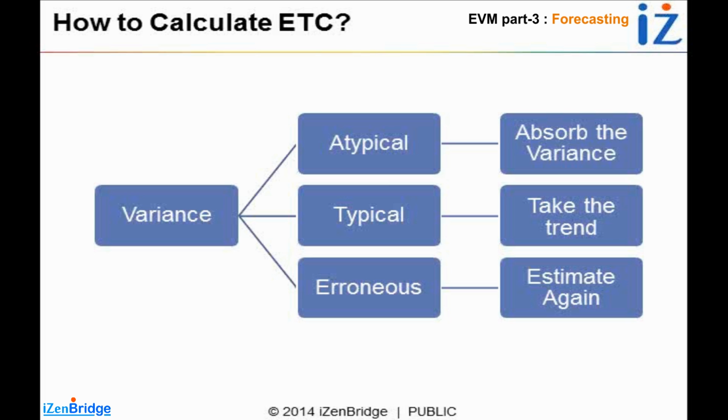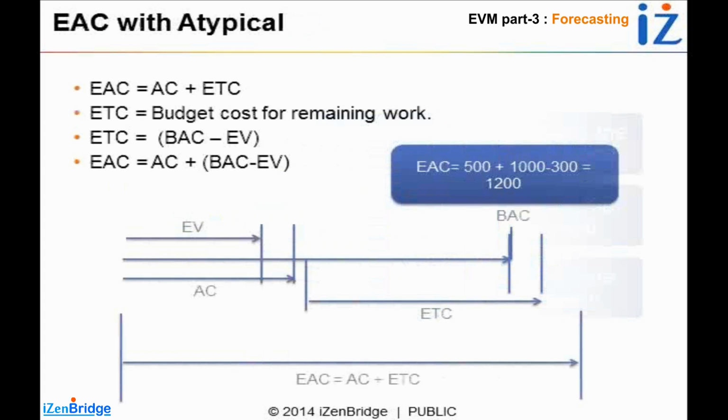But in case of atypical and typical, you do have a formula. Let's look at the atypical case. The atypical case is: EAC is equal to actual cost plus estimate to complete. Estimate to complete, since the case is atypical, we are talking about the remaining work, I just need the budgeted cost. So the budgeted cost of the remaining work would be my estimate to complete.